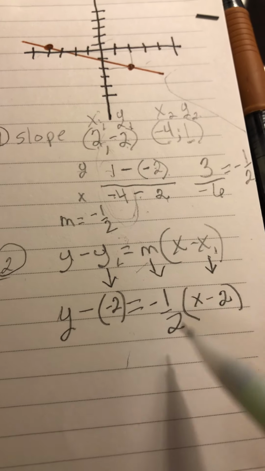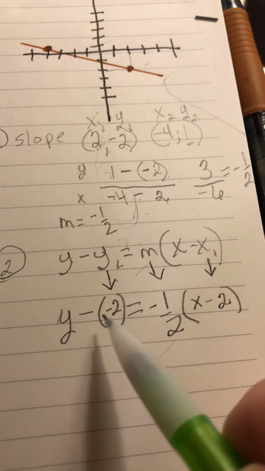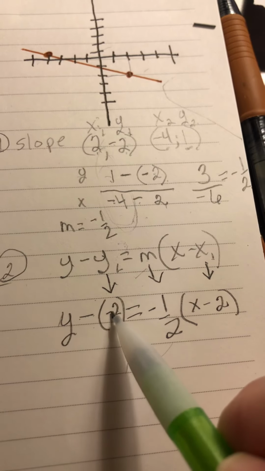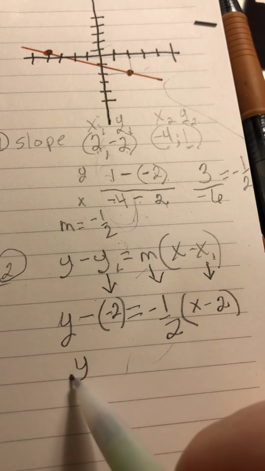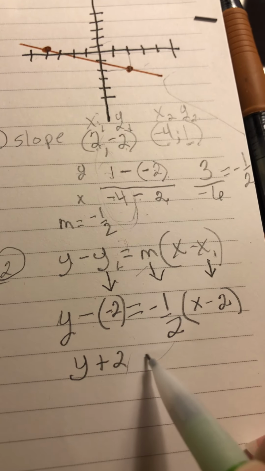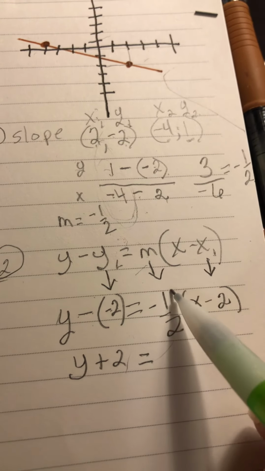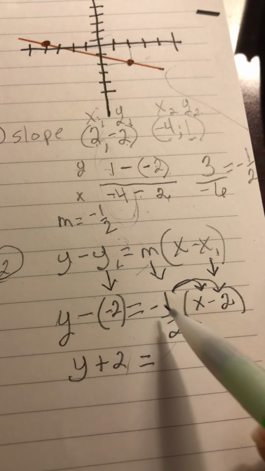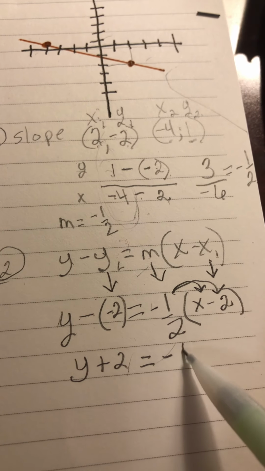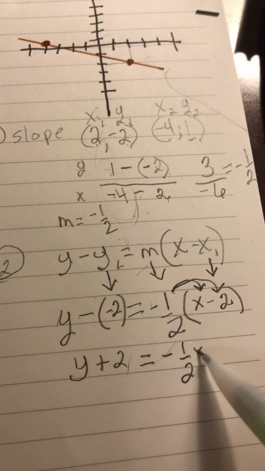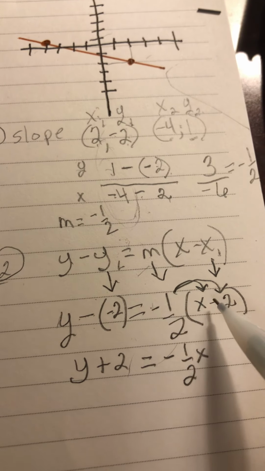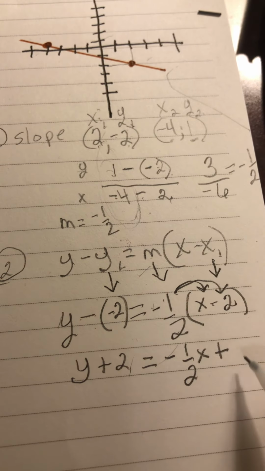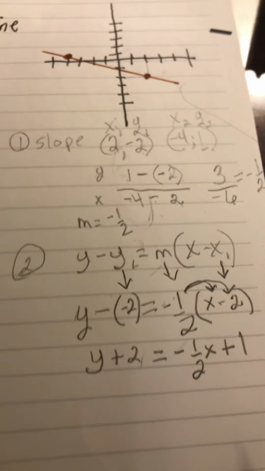So now we're going to clean it up a little bit. This is like negative 1 times negative 2, or the negative of negative 2. So this really is saying y plus 2. And then if we distribute the negative 1/2 to both of those numbers, we get negative 1/2 x. And negative times a negative is a positive. So 1/2 times 2 is 1. You can use your calculator for that if you want.